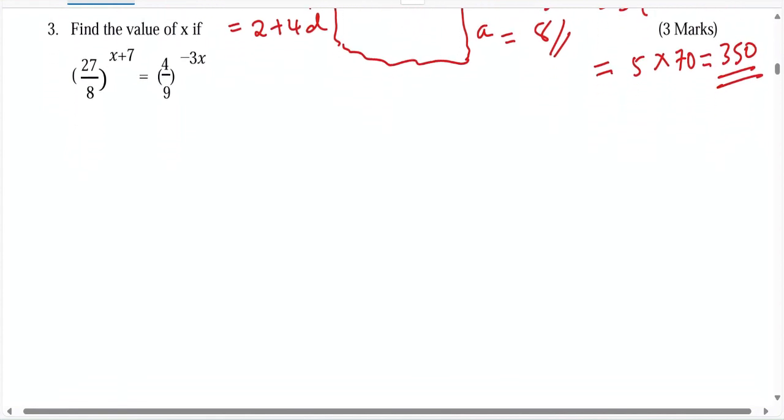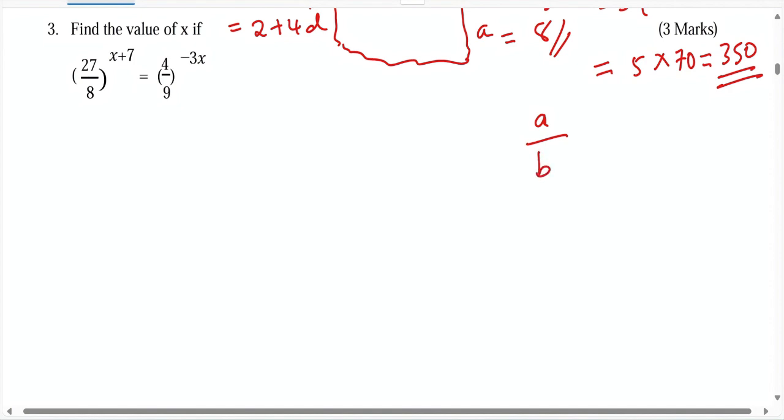Okay. Question 3, find the value of x if 27 over 8 power x plus 7 is equal to 4 over 9 power negative 3x. Now, in indices, there are many rules, but the first rule that we see here is the negative index rule. The negative index rule yasema nini?